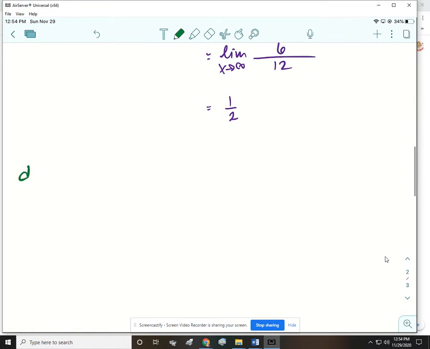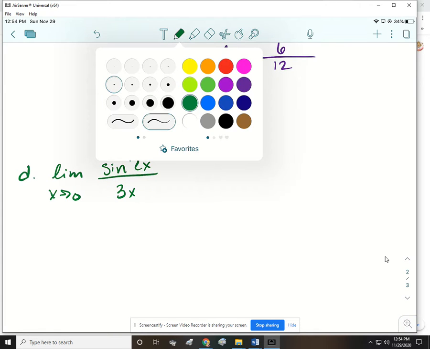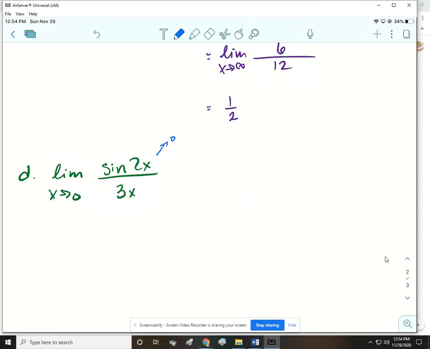All right, and then let's look at D. For D, we have the limit as x approaches 0 of sine of 2x over 3x. All right, so when I plug in 0, the sine of 0 is 0, and then 3 times 0 is 0, so I can use L'Hopital's rule.